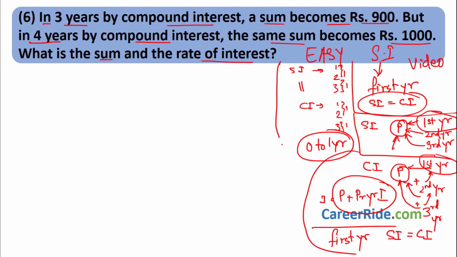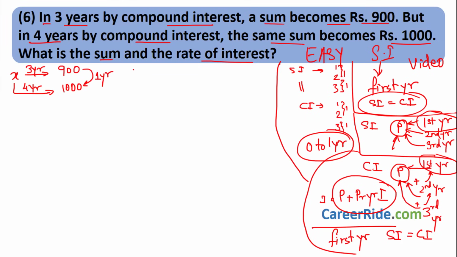Now let us see how to use this to solve our sum. What have they given? There is an amount X. After 3 years the amount becomes 900 rupees. Also this same amount after 4 years becomes 1000 rupees, right? What does that mean? That means X becomes 900 after 3 years, and after 1 more year, that is after 4 years total, X becomes 1000. That means 900 gets converted to 1000 in just 1 year.